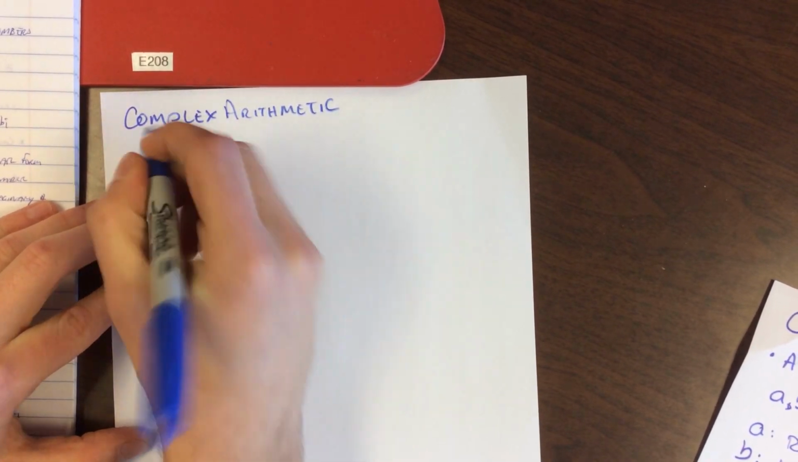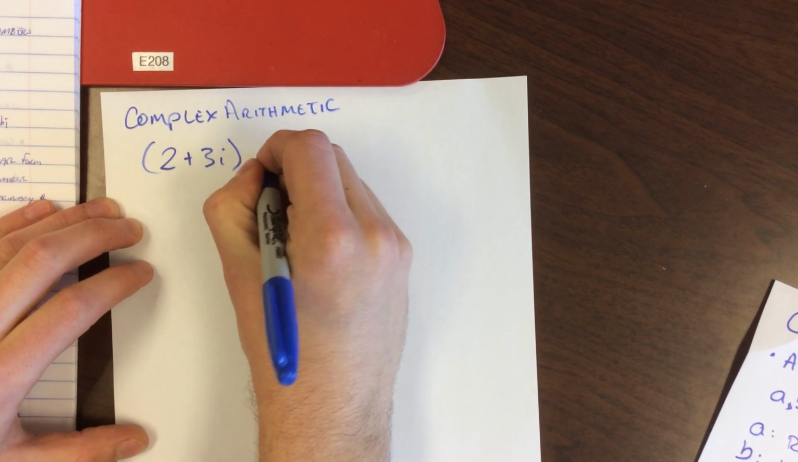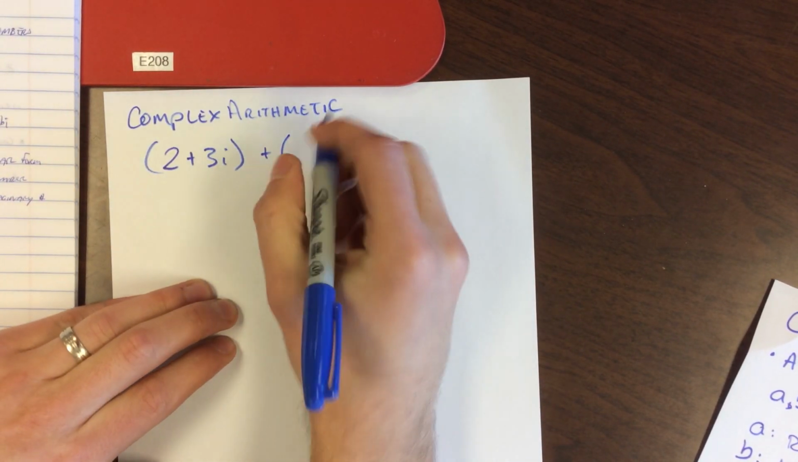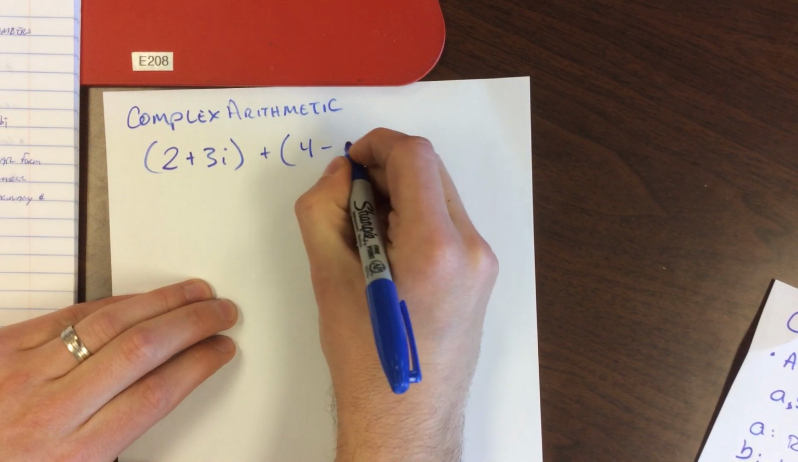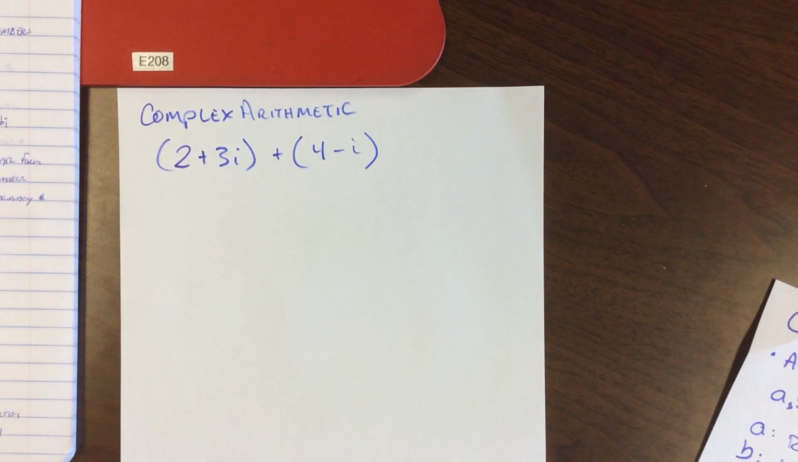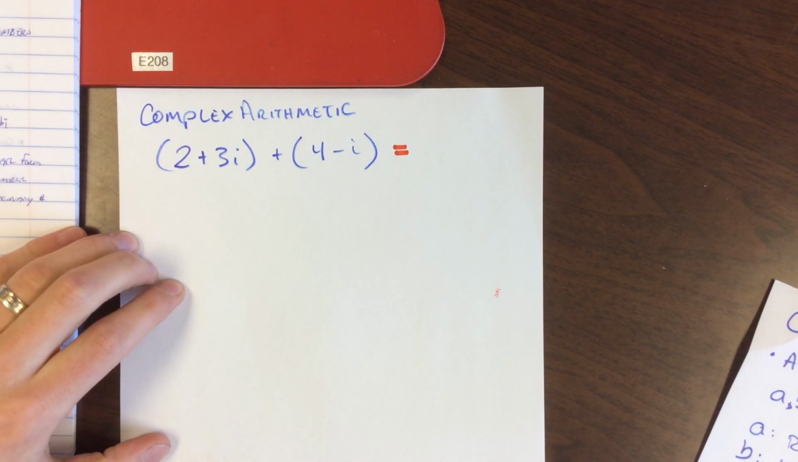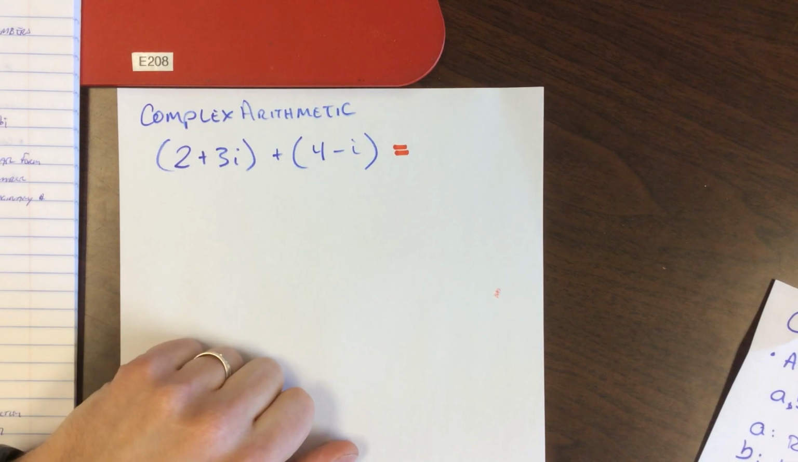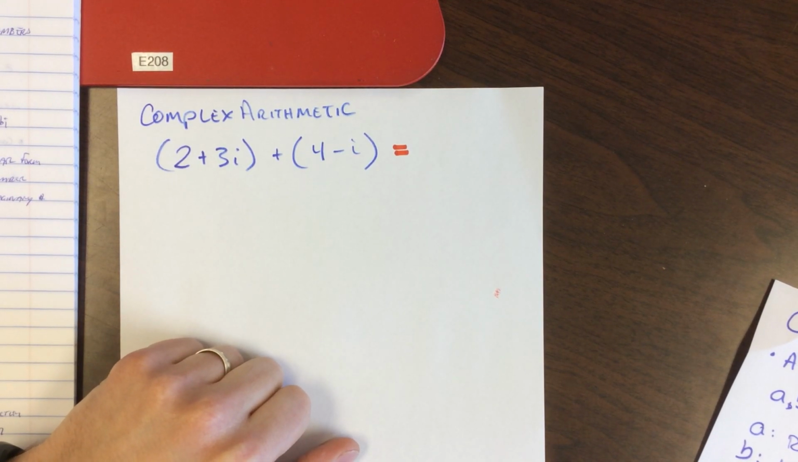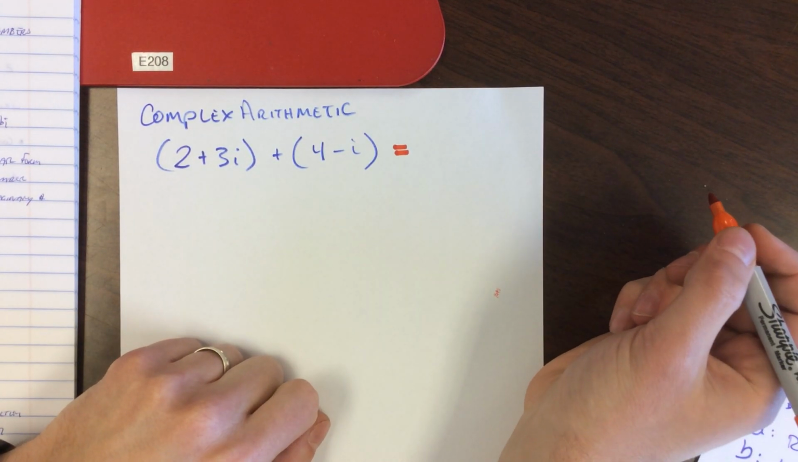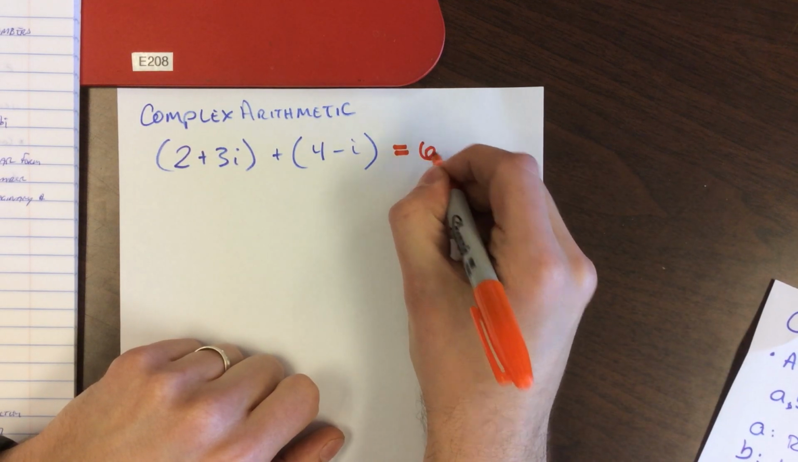2 plus 3i plus 4 minus i. We're going to add a pair of complex numbers. Anybody got it for us? 6 plus 2i.